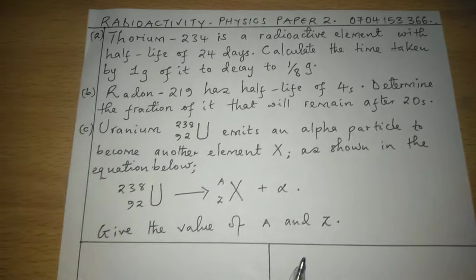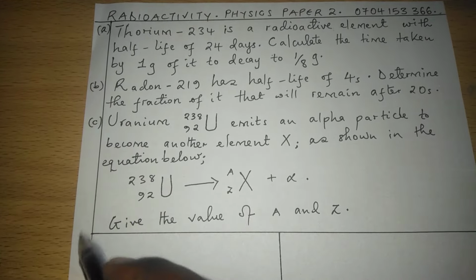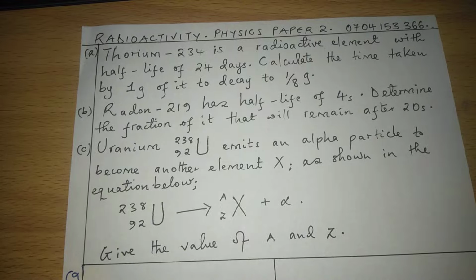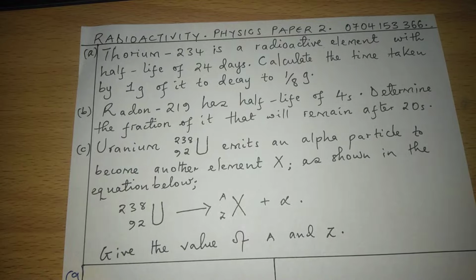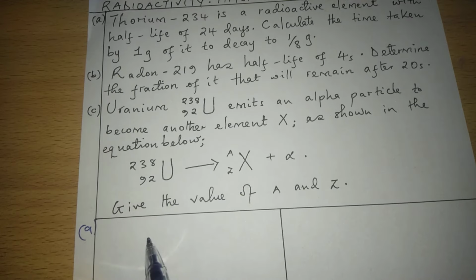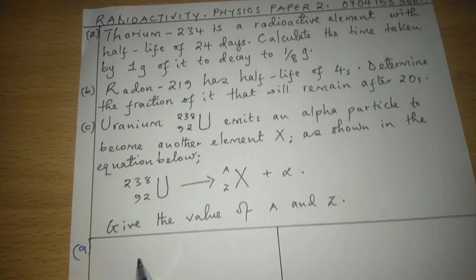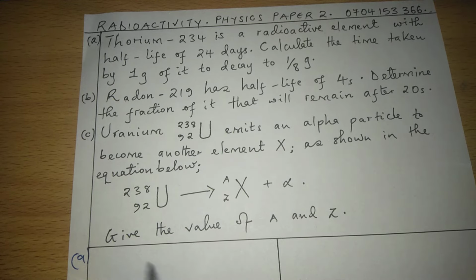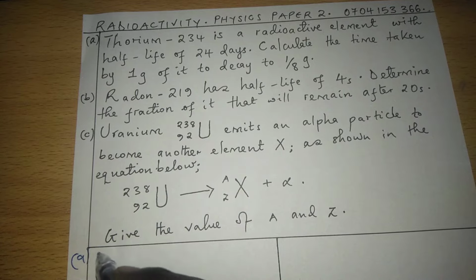So we can start solving part A. We are told that thorium-234 is radioactive, and the half-life is 24 days. We calculate the time taken by 1 gram of it to decay to 1 out of 8. We can use two alternatives here. We want the decay to occur until the fraction remaining becomes 1 out of 8. Therefore, here we can say we have first of all 1 gram.